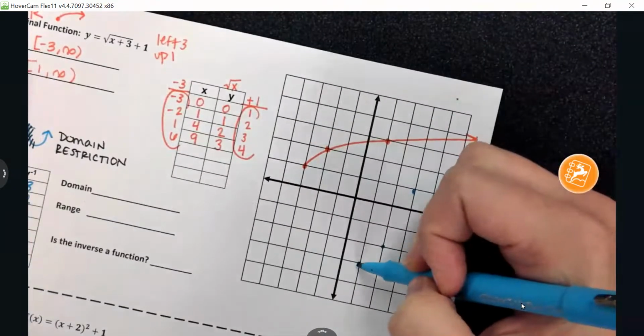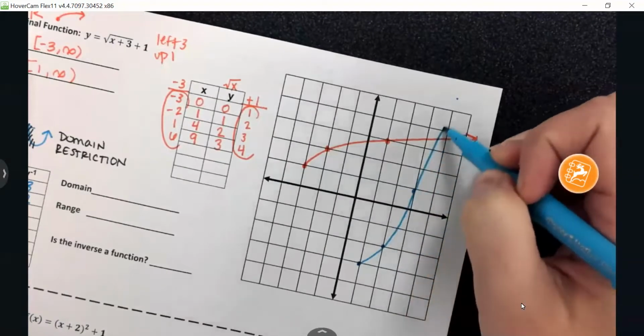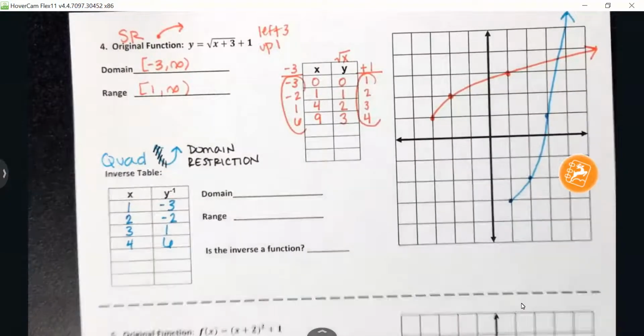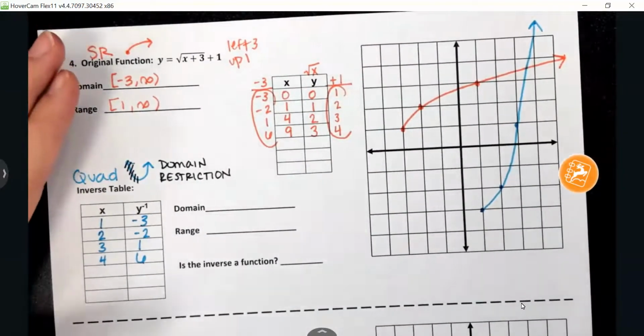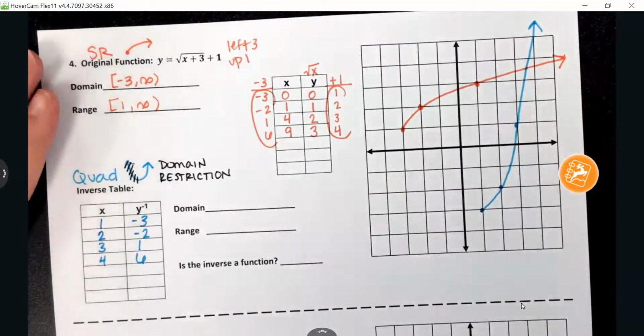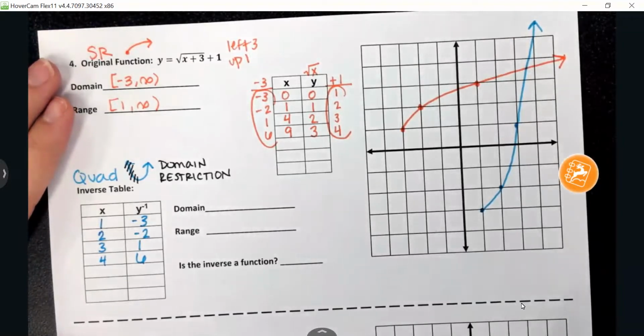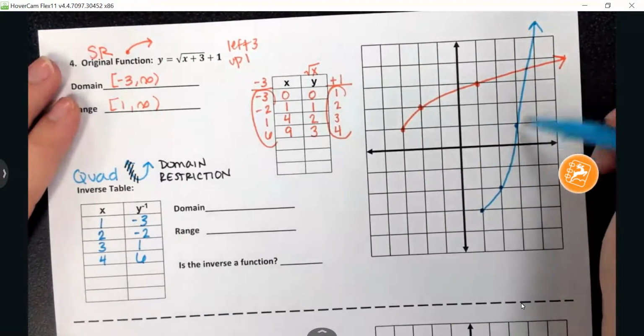You need a starting point and you need an arrow, colored pencil. You should be using your colored pencil for the inverse. That way you can tell the difference. Graph got a little crooked there at the end, huh?